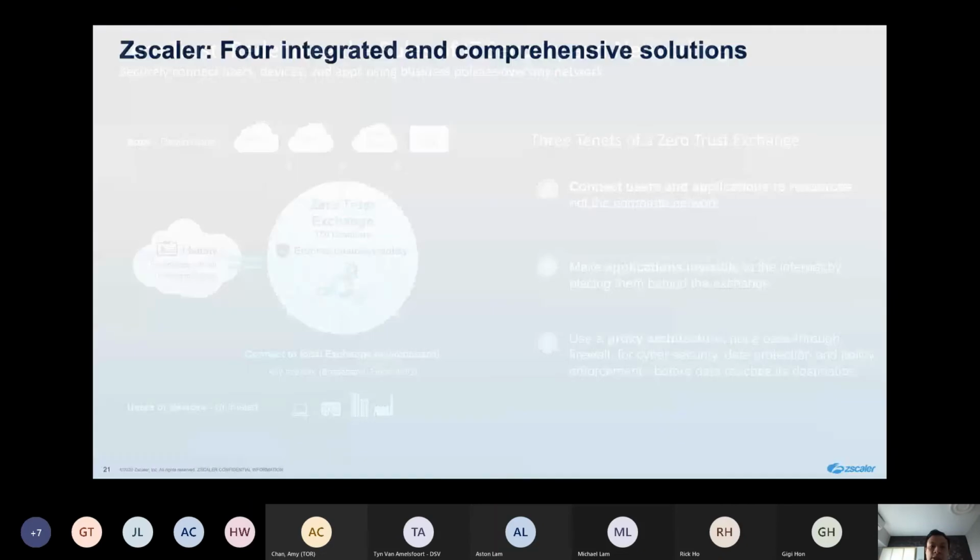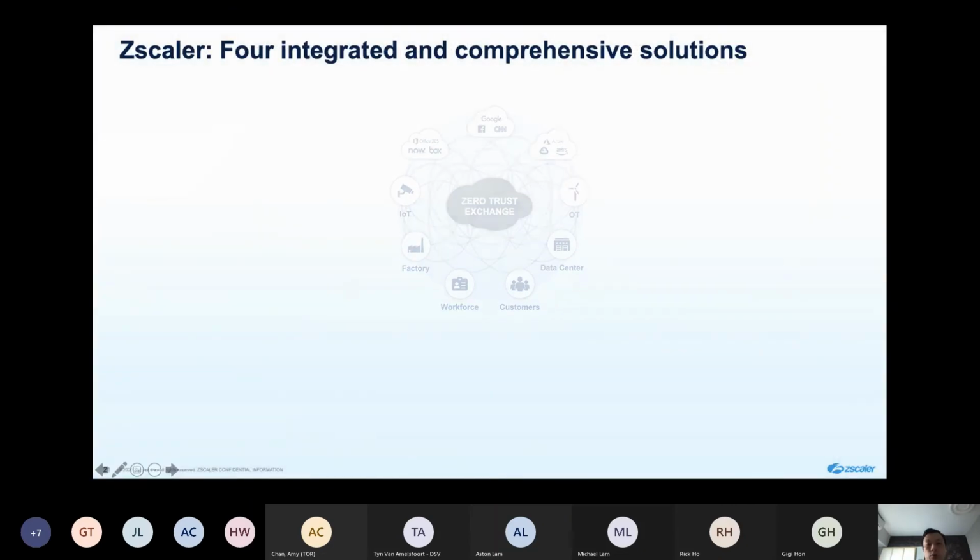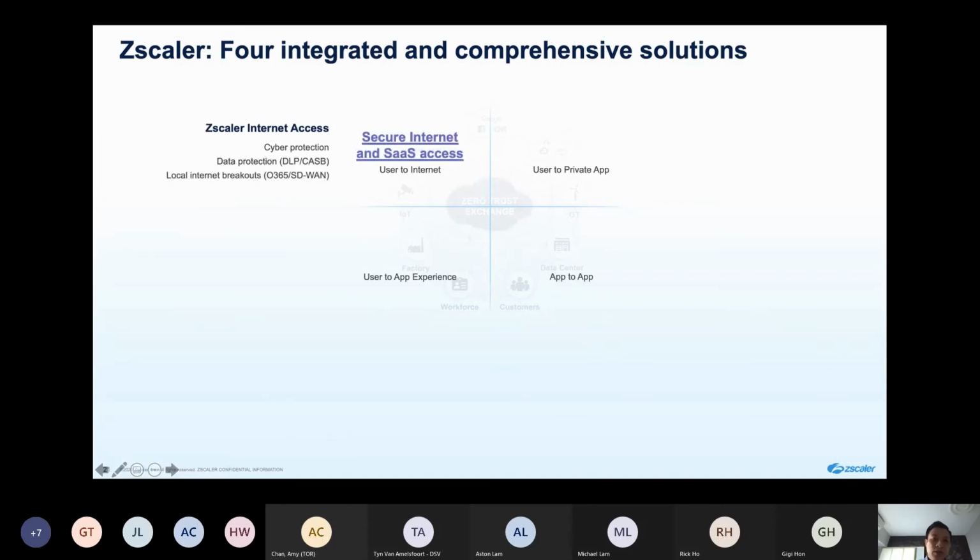And if we go deeper, we can actually further segregate what we can deliver into 4 pillars. Okay, the first pillar is about Zscaler Internet Access, which is about internet access, and the service name is called Zscaler Internet Access. We always call it ZIA in short.